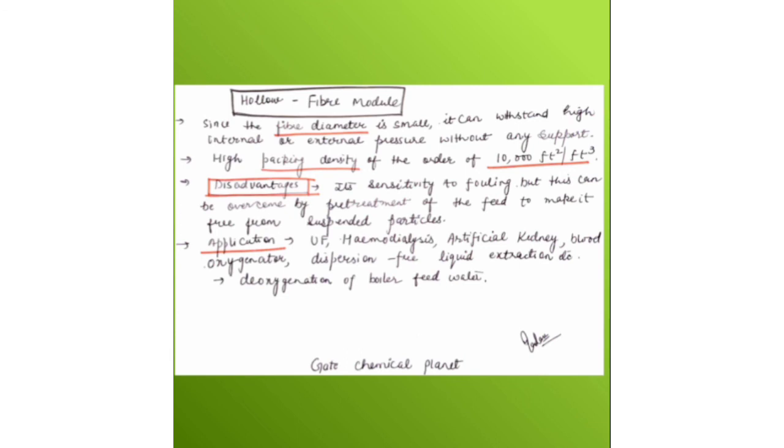Okay, so now we will come to the third type of module, which is the hollow fiber module. Since the fiber diameter is small, it can withstand high internal or external pressure without any support. The beauty of the hollow fiber module is its high packing density, of the order of 10,000 feet square per feet cube. So packing density is very important.